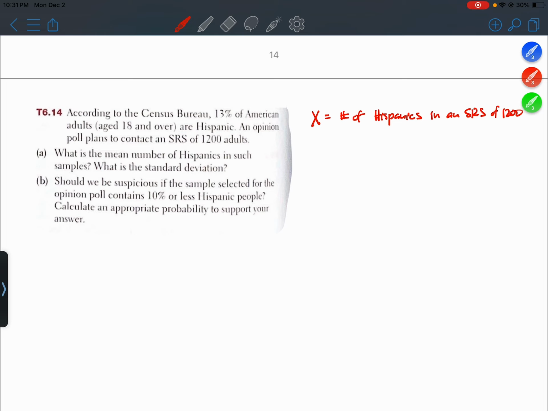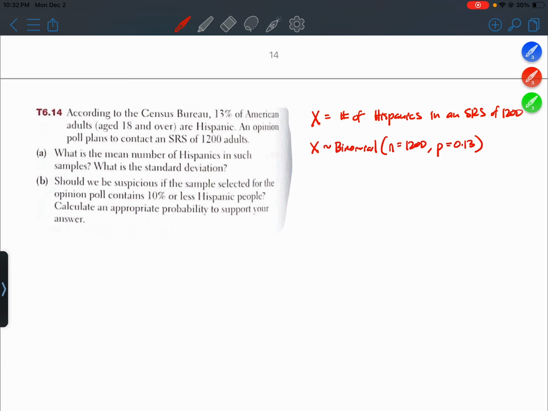So this variable has a binomial distribution with n equals 1,200, that's the number of trials, and p equals 13%. That's the probability of success, right? In this case, the context is you contact a Hispanic, that's a success.